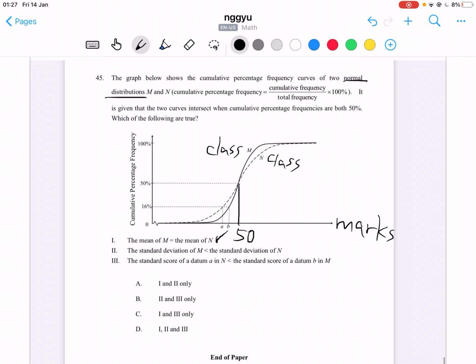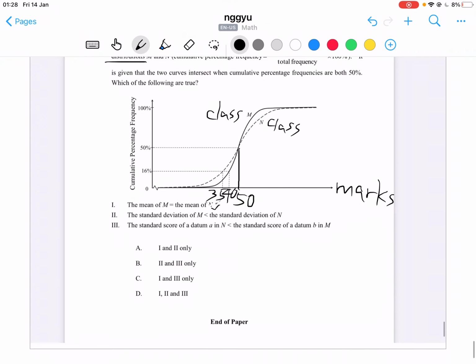Number 2, the standard deviation of class M is smaller than the standard deviation of class N. So we change it. I don't want A and B. I want, maybe let's say 40 here and 35. 35 is for 16% of people in class N who have passed 35 marks.